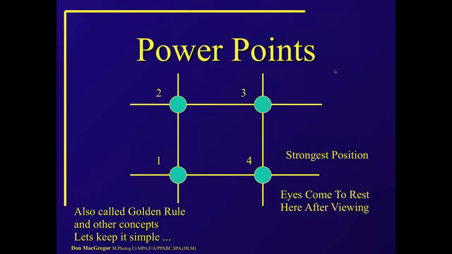If you take your image visually and divide it into thirds, vertically and horizontally, those intersecting points are what I call PowerPoints. Now, the strongest position is said to be number 4. Please don't think that you have to use number 4 for everything. 1, 2, and 3 are also extremely powerful places to place your primary subjects.